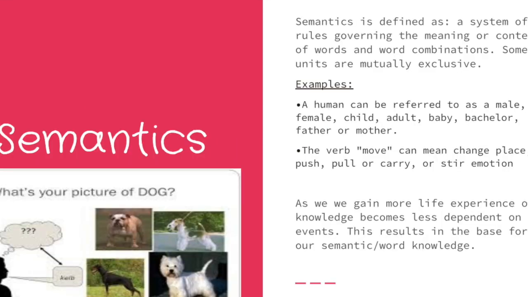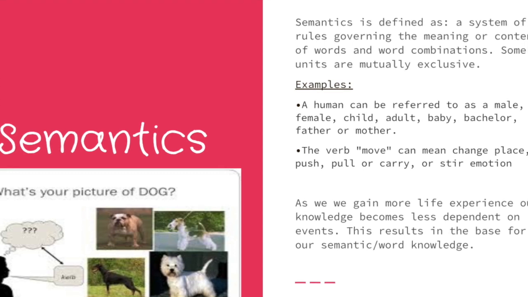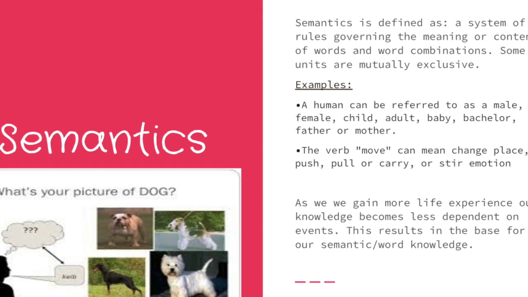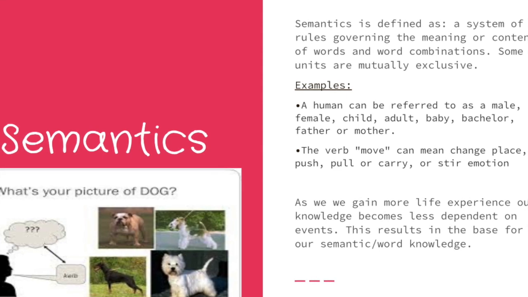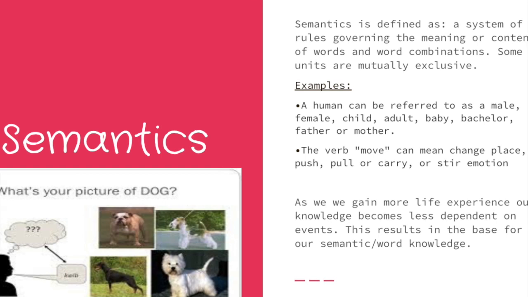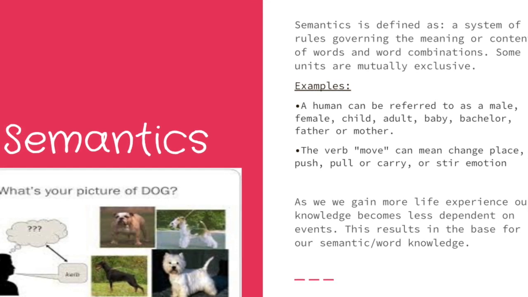The next thing I'll be speaking about is called semantics. Semantics is defined as a system of rules governing the meaning or content of words and word combinations. Some units are mutually exclusive. Some examples that we can share are that a human can be referred to as male, female, child, adult, baby, bachelor, father, or mother. This is giving each human their own specific traits.